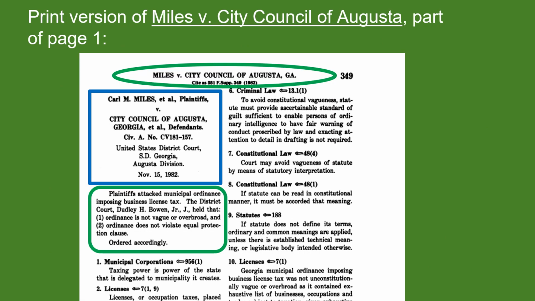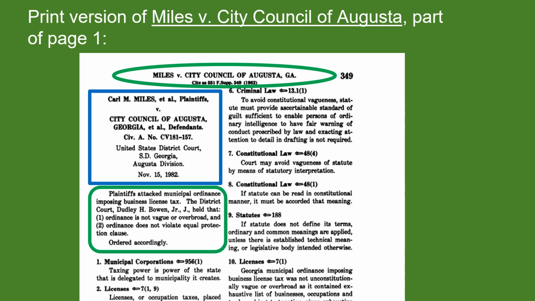Now, what I started with here is my very favorite case of all time, Miles versus City Council of Augusta, Georgia. And I'm showing you the print version of it because I think it's easier to understand what the elements of a case are if you look at it in print, where you have things like different kinds of font and boldface type and things like that. So here's what you get when you look at the reporter version of Miles versus City Council of Augusta.